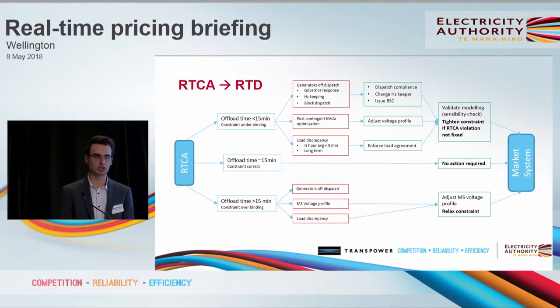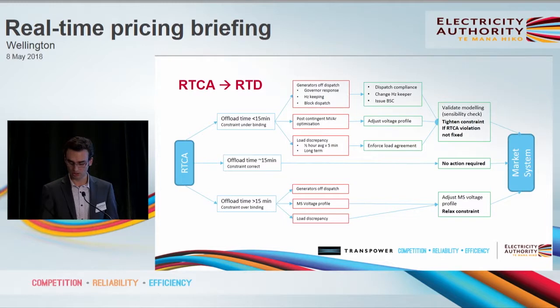We've dispatched generation within the proper boundary that will satisfy that requirement. Or alternatively, we can have an offload time of less than 15 minutes, in which case the constraint limit was too high. We've dispatched outside of our physical boundary. Or we can have an offload time greater than 15 minutes, in which case our constraint was too tight. We can adjust the constraint to allow more generation to flow over those particular circuits.